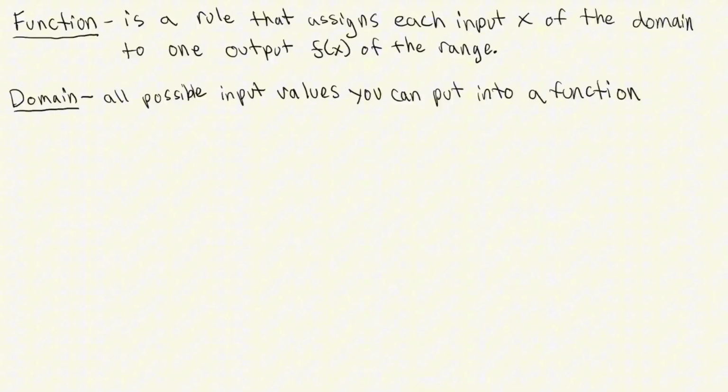Other restrictions on domain could be by the math itself. For example, you could have some function kind of like 7 over x, and you can't put 0 as x, x can't equal 0 because you would end up dividing by 0, which is not possible. So the domain can also be restricted in this way.